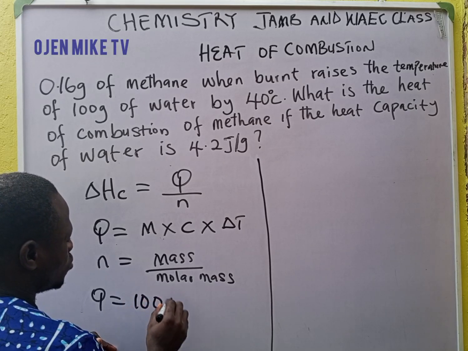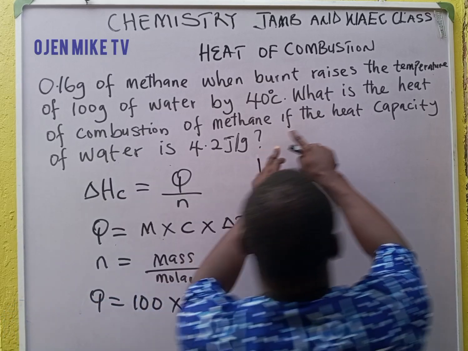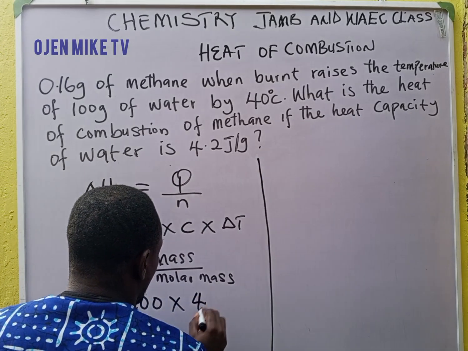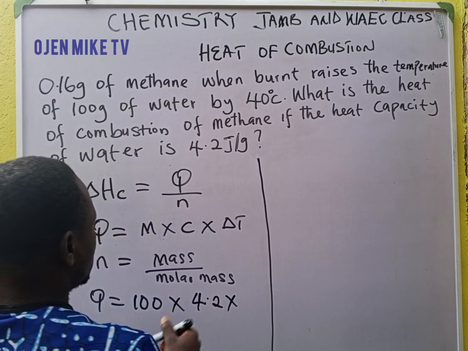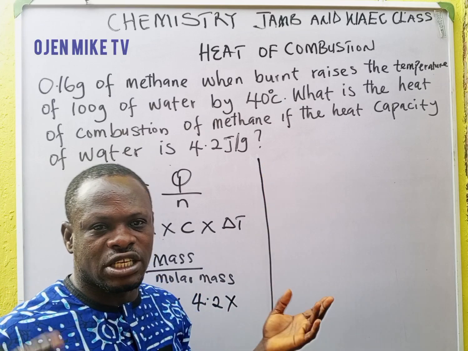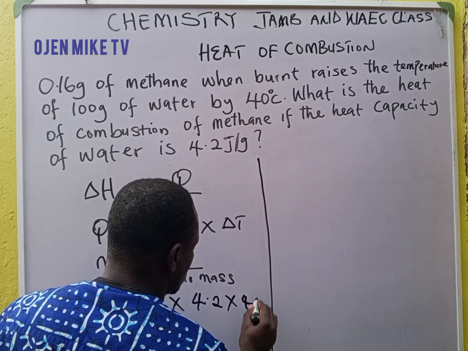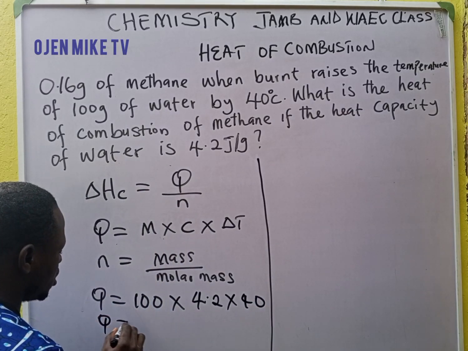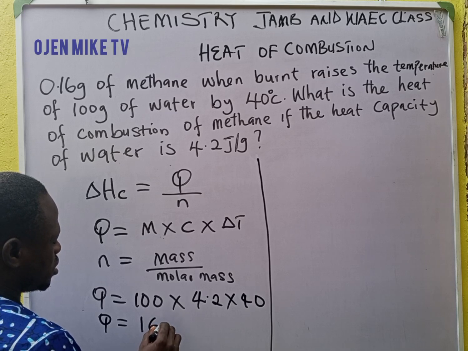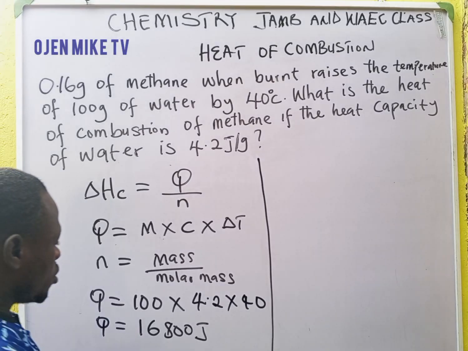So heat release is equal to the mass of water, which is 100, times the specific heat capacity of water, which is 4.2, times the temperature. You don't have to convert temperature here, unlike what we normally do in gas law. The temperature is given as 40. If you multiply all this, it gives you 16,800 joules.